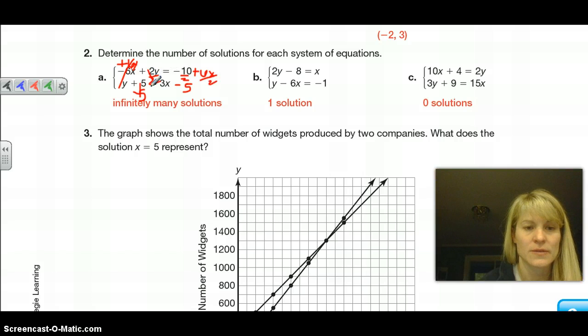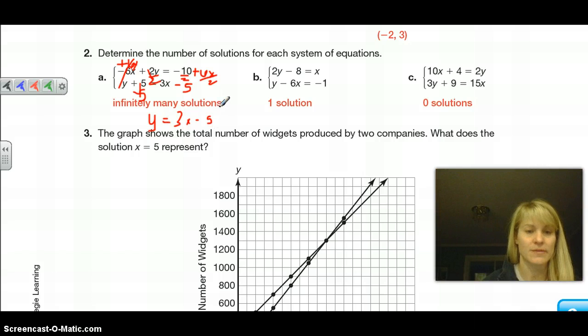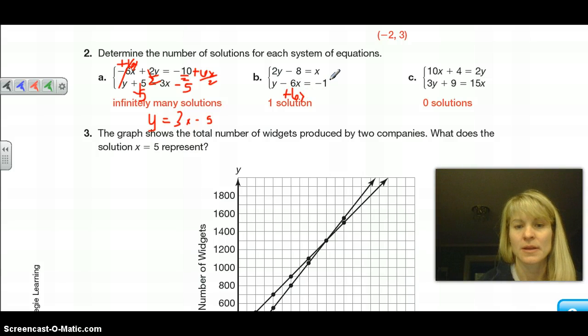So 2's cross off. So that ends up being y equals 6 over 2, which is 3x, and then negative 5 over 2, which is negative 5. And you can see this is y equals 3x minus 5, y equals 3x minus 5, and they're the same line, one solution.